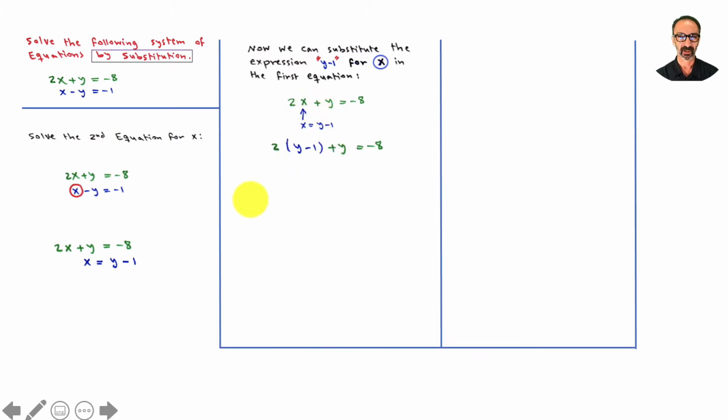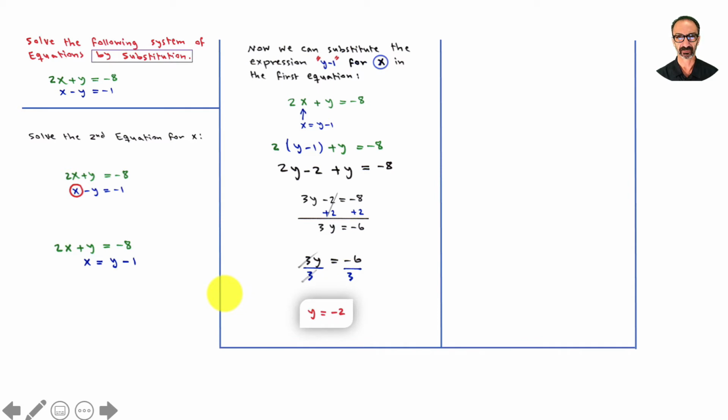As you can see, we do the distributive right here, 2 times y and 2 times minus 1. I get 2y minus 2. Bring this down. Combine like terms, I have 3y, 2y and 1y. Add 2 to both sides to solve for y. I get 3y equals negative 8 plus 2, which is negative 6. Divide both sides by 3. Negative 6 over 3, which is negative 2.